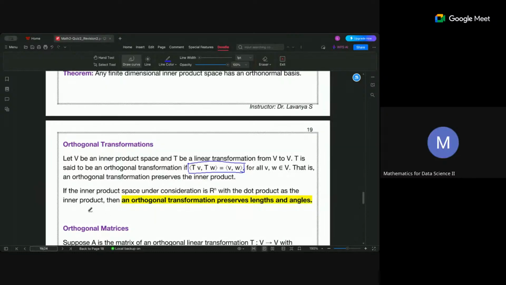Exactly. Suppose, for example, you have a vector (1, 2, 3). What is the length of this vector? Root 14. 1 plus 4 plus 9, root 14. So let us say you have an orthogonal transformation. Now, what is the norm of T of (1, 2, 3)?